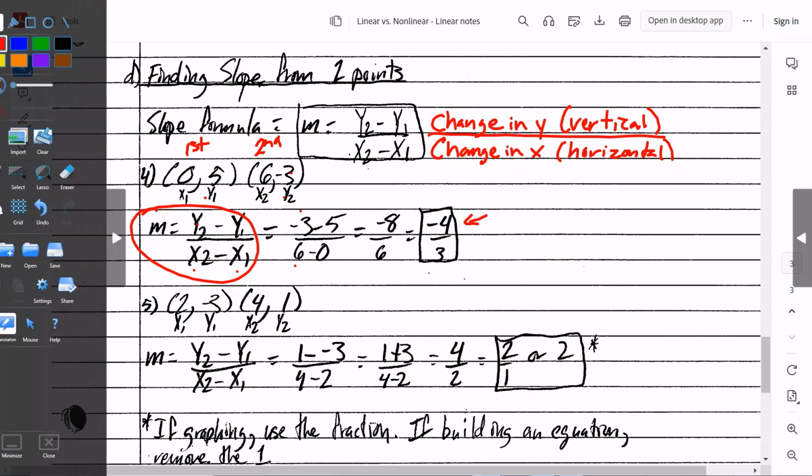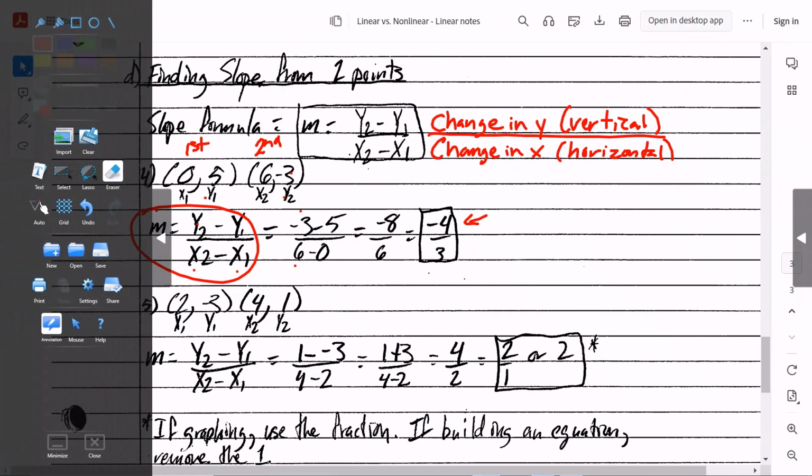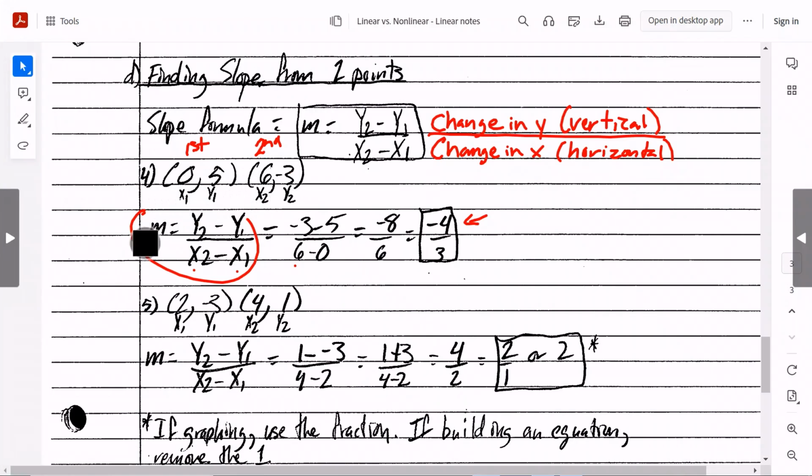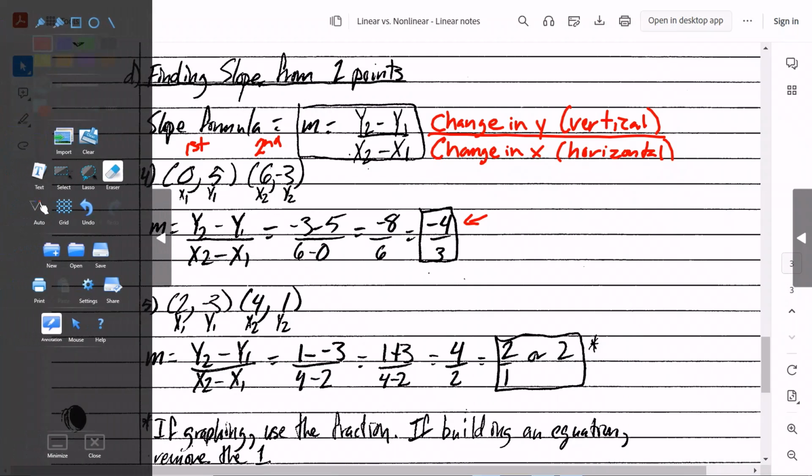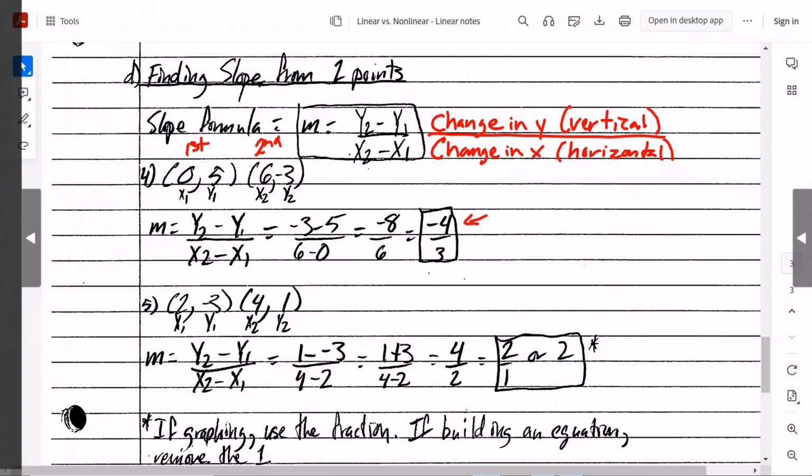Again, let me clear this out here. So y2 minus y1, negative 3 minus 5, x2 minus x1, 6 minus 0. Do your adding and subtracting of integers. You get negative 8 over 6. Don't divide that. Reduce that to negative 4 over 3. All right. Any questions about number 4 here?